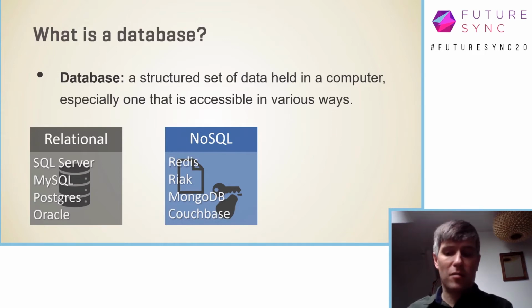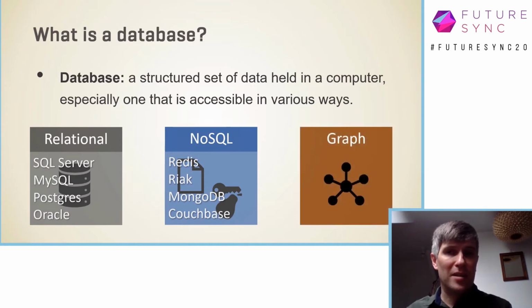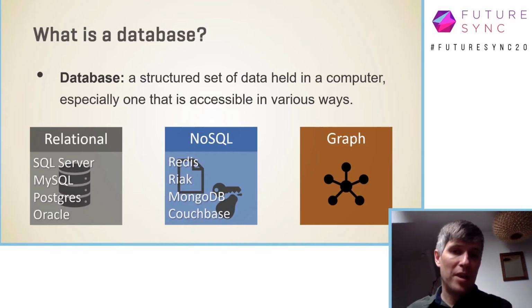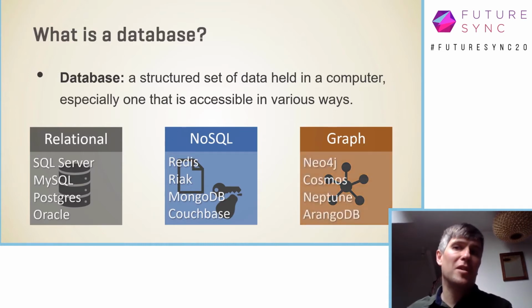After that, we also have graph databases. Now, graph databases technically are NoSQL databases, but for the purposes of this talk, we've separated them out. There are quite a few graph databases on the market: Neo4j, Cosmos DB, Neptune, ArangoDB. And all of these have various levels of how long they've been around and how performant they are.